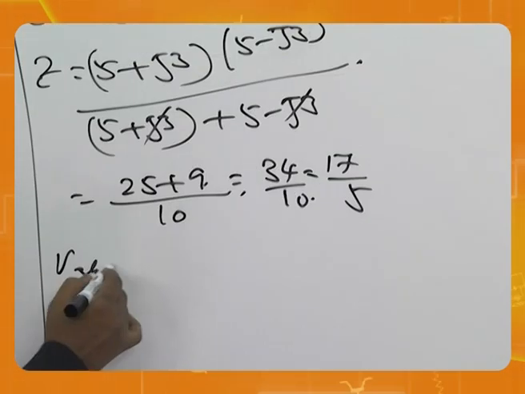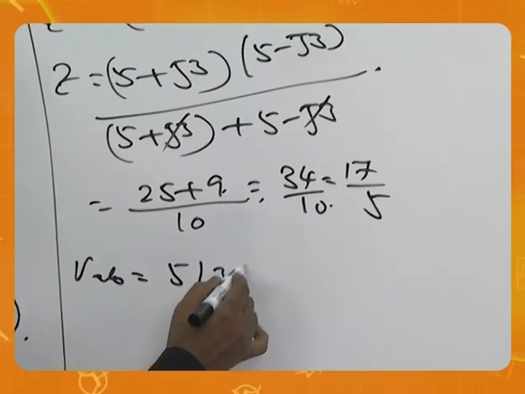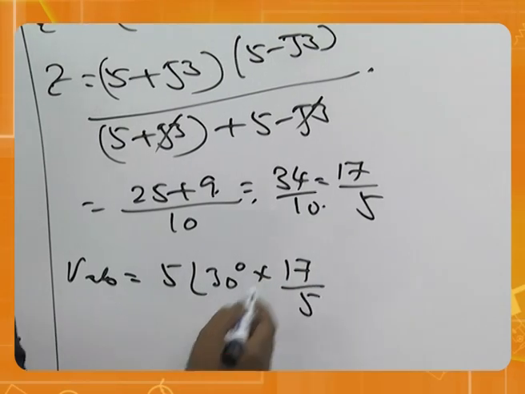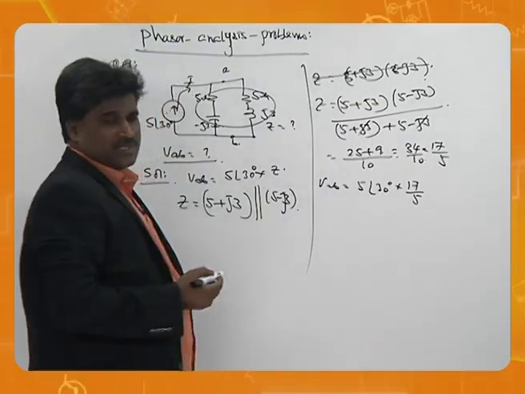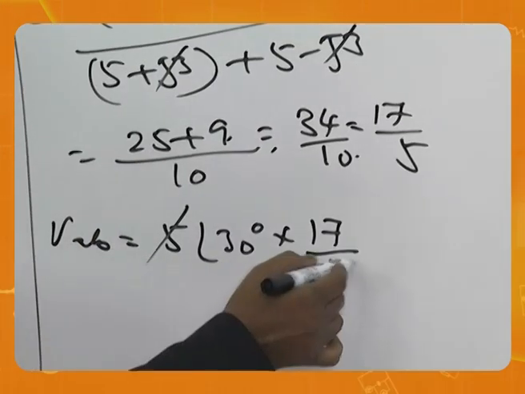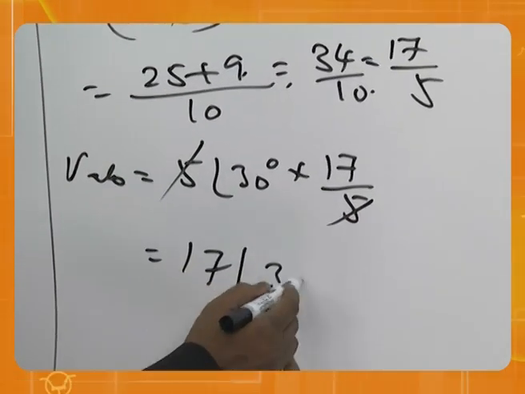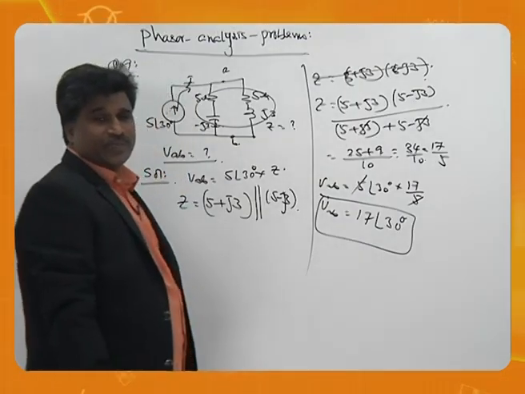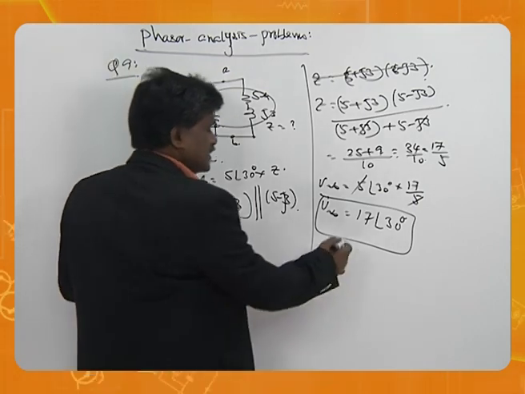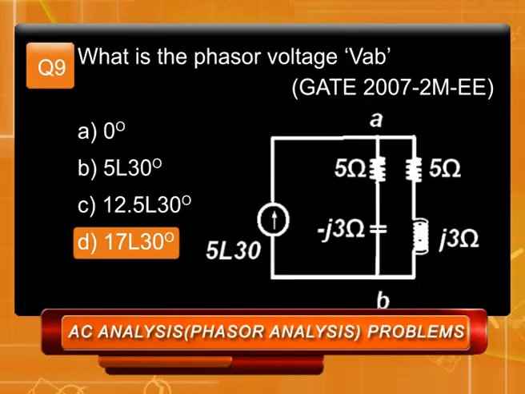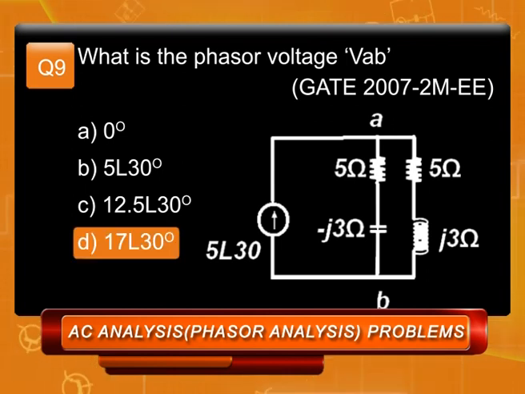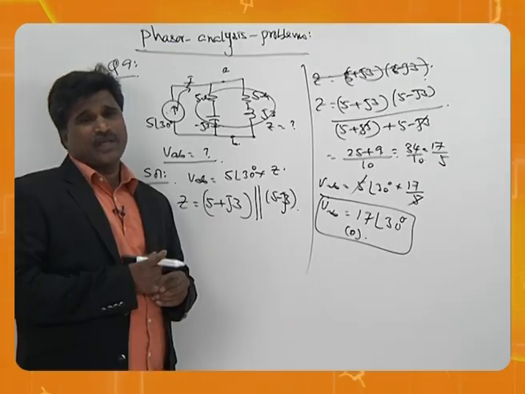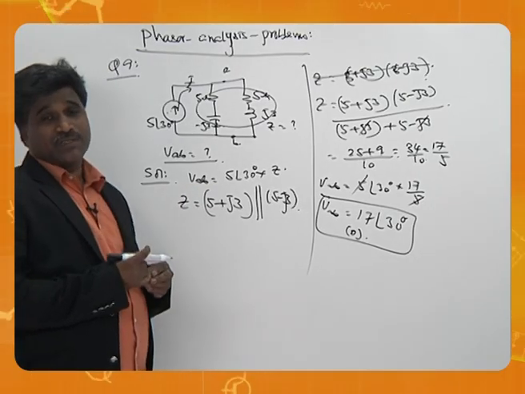Therefore, what is VAB here? 5 angle 30 into 17 by 5. So this 5 if I cancel, I will get 17 angle 30. This is the answer available, and out of which our option is D. So this is what I mean by simple calculations but good amount of marks. 2 marks for such a small thing.